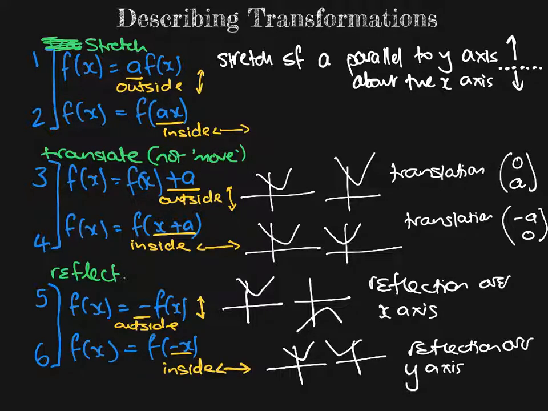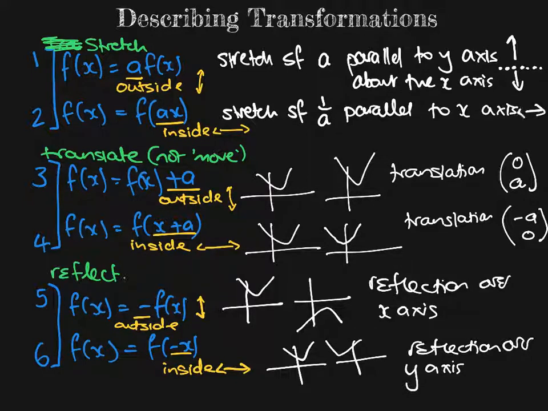And then inside would be a stretch. Now it does the opposite of what you'd think. So if it says 2, you halve it. If it says a third, you triple it. So it's actually 1 over A scale factor. And this is parallel to the x-axis, meaning that it stretches that way and that way. And it's about the y-axis, meaning that the y-axis is what gets pinned down and then we pull away from that.